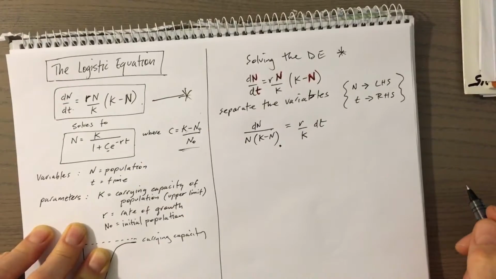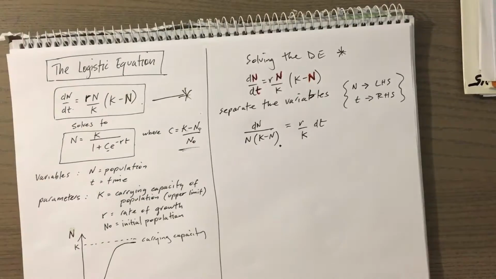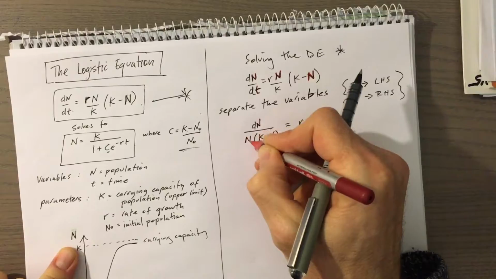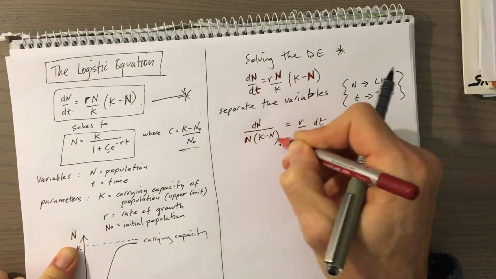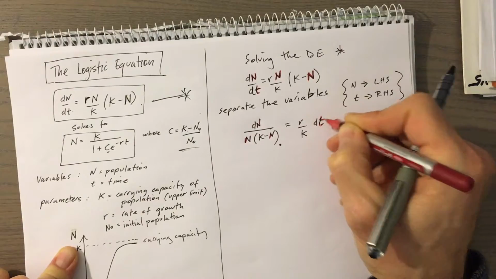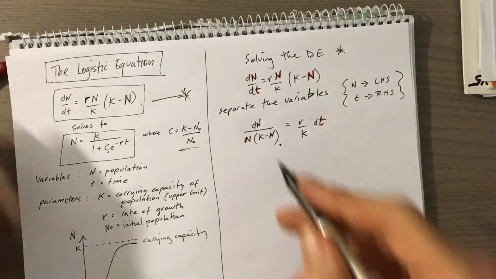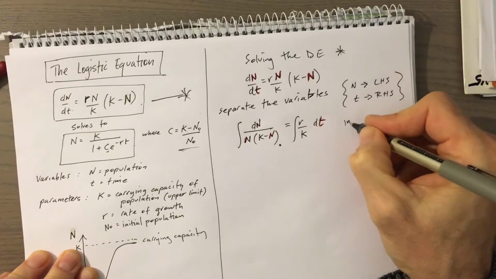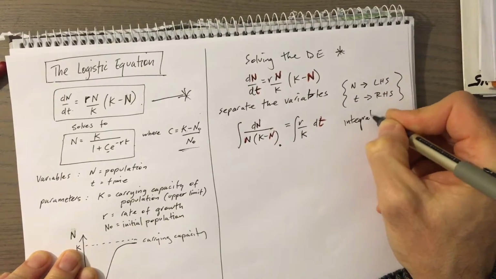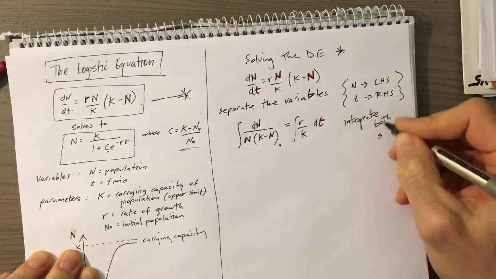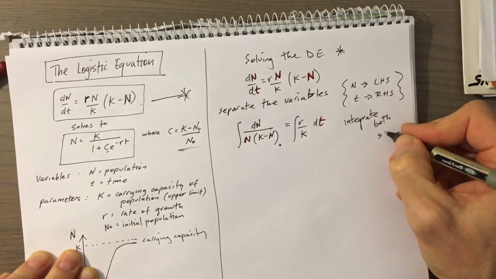So now we've separated our variables, and we know that N is a variable on the left, appearing here and here, and then on the right we have t as a variable. Now, we integrate both sides. This is the technique for separable equations.